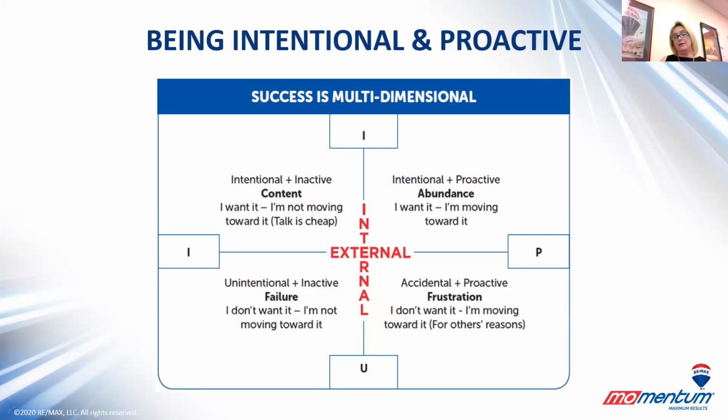On the lower side of that, when you become accidental and proactive, you're going to find yourself frustrated. I don't really want it, and I'm not really moving towards it, but I'm doing it for other people's reasons. Maybe you're working 9 to 5. On the lower left-hand side, you're unintentional and inactive. That's just going to lead to failure. You're hitting yourself in the wall every single time you turn around. You don't want it, and you're not really moving towards it.